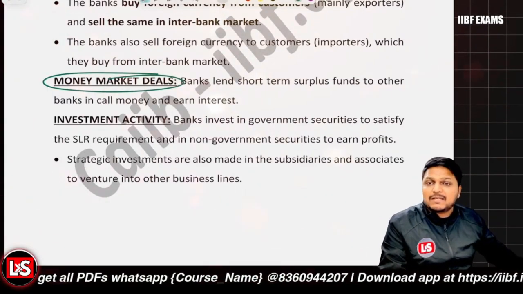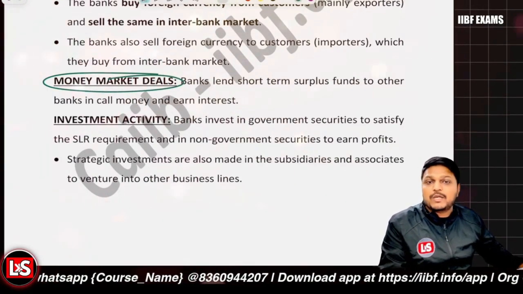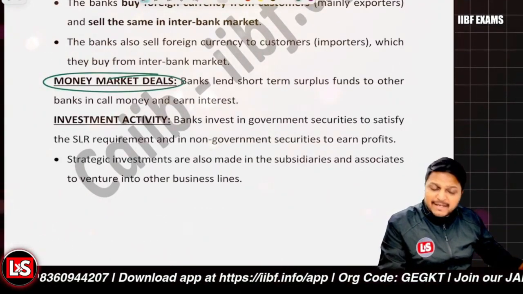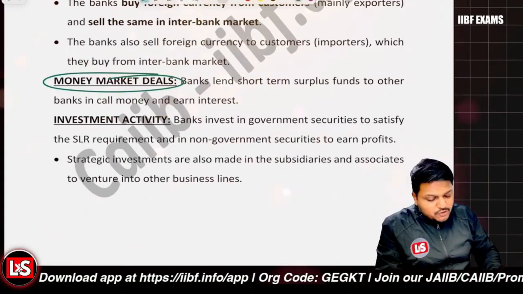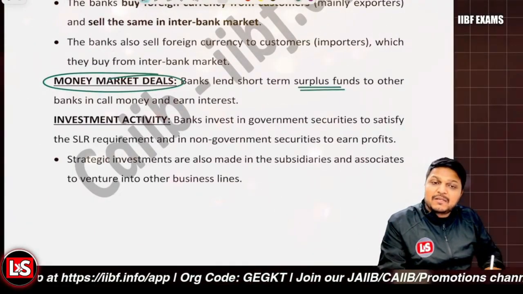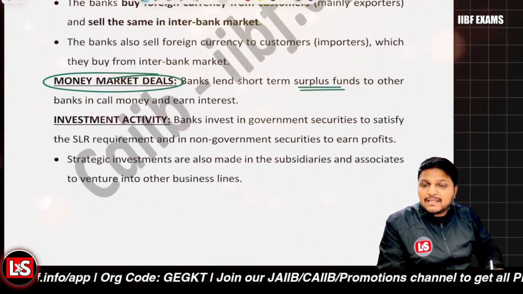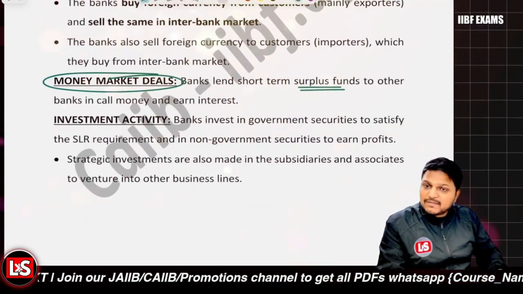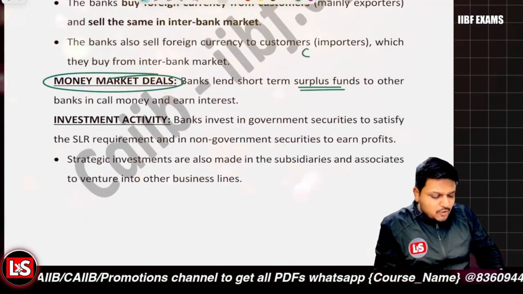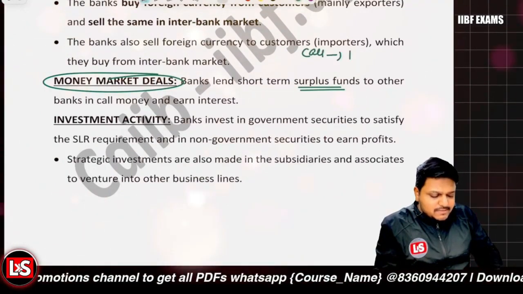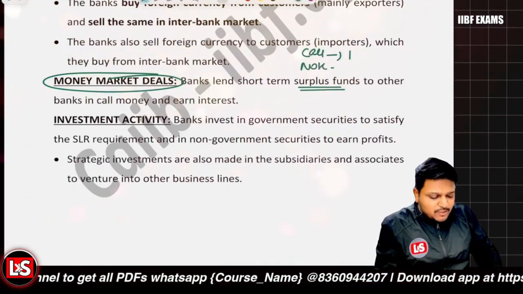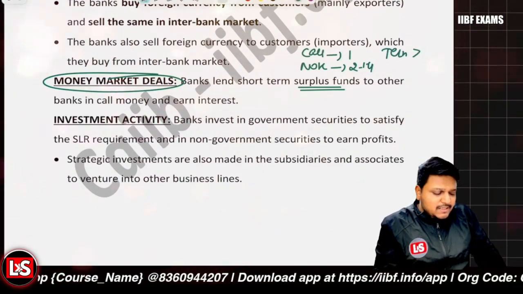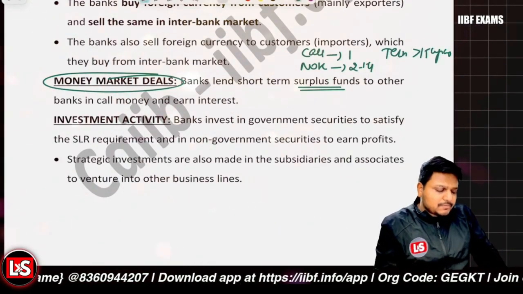So the bank can be using the treasury so as to manage the short-term liquidity by lending the surplus funds. Whatsoever the surplus funds with the bank are there, the bank can be lending them for short-term purposes in the money market and can be earning the interest. Like in the case of call money, the money is lent to other banks on an overnight basis. For notice money, it is for 2 days to 14 days. And further for term money, it is greater than 15 days and up to 1 year.